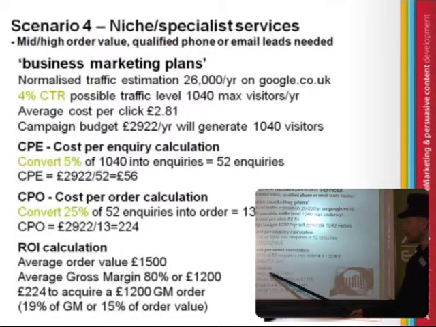So let's see whether the maths adds up. Your return on your investment, average order value 1,500 quid. Hard to quantify gross margin for a business services thing because there isn't necessarily much in material costs, it's more people's time. So let's say the margin is very high, 80%, there's £1,200 of gross margin, it's cost you £224 to acquire £1,200 of gross margin. So you're still left with over £1,000 to play with, 90% of gross margin or 15% of the order value.